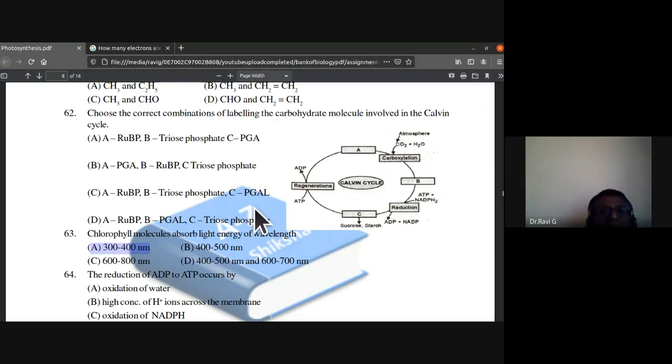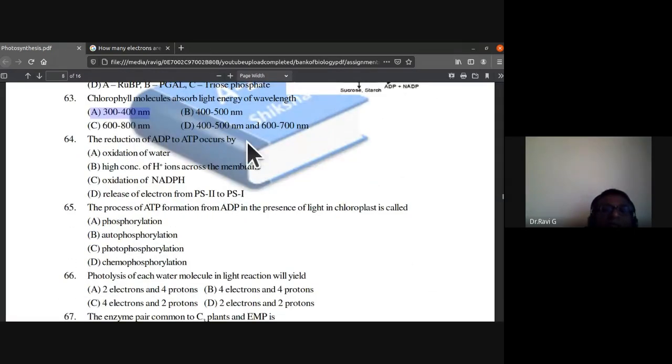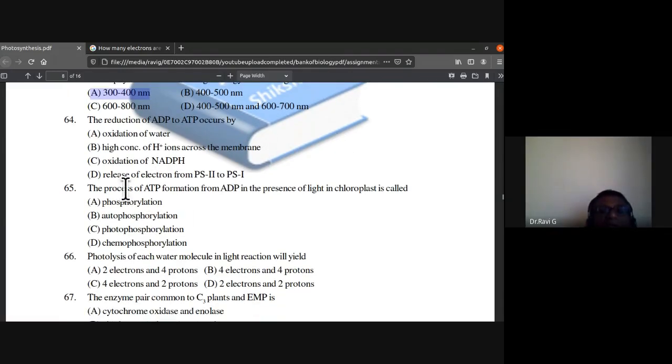64th, the reduction of ADP to ATP occurs by oxidation of water, high concentration of proton ions across the membrane, oxidation of NADPH, or the reduction of ADP to ATP occurs by high concentration of proton gradients. So B is the answer. 64th, B is the answer.